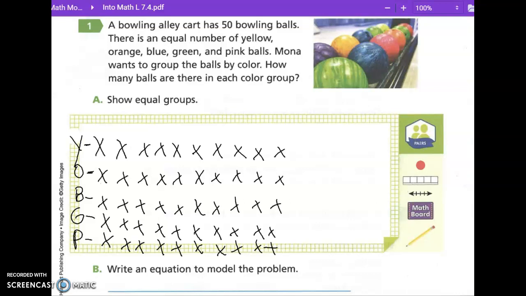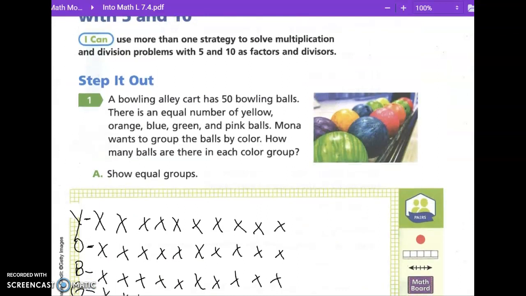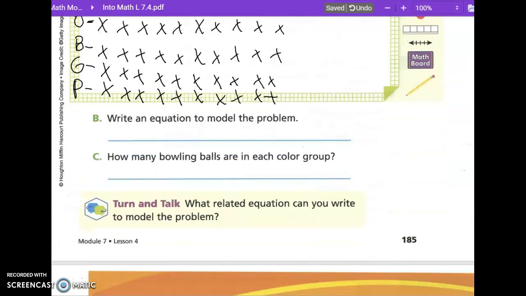10. Okay. All right. Then B says, write an equation to model the problem. How many bowling balls did we start with? How many bowling balls were there up here in our problem? 50. So we started with 50 and we put them in groups of 1, 2, 3, 4, 5, right? So what's our division problem going to start with? 50 divided by 5.